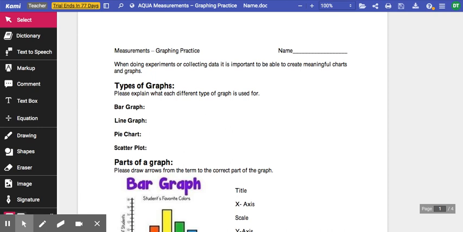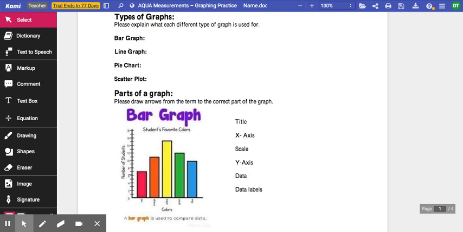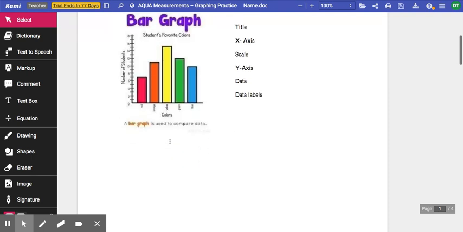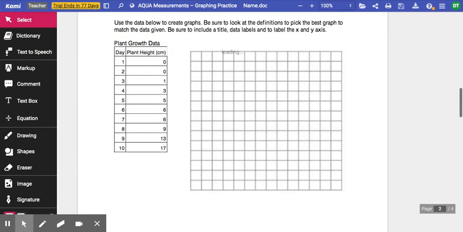Hi guys, today we're going to work on our second part of graphing practice. So yesterday we defined the types of the graphs and also labeled them. I went over them in the meet with you. Today we are going to practice graphing.